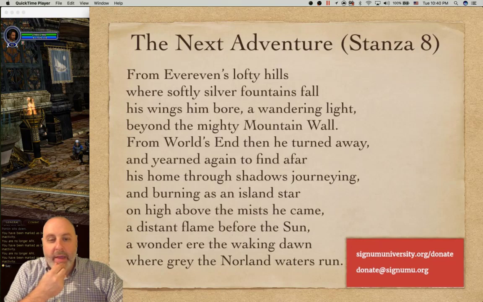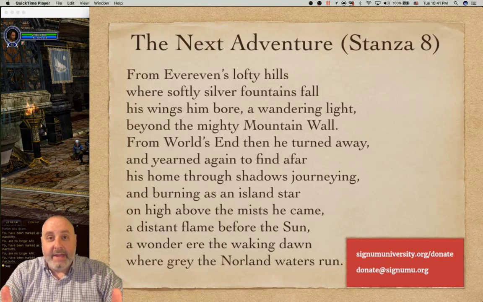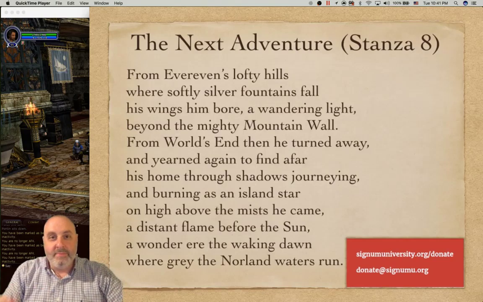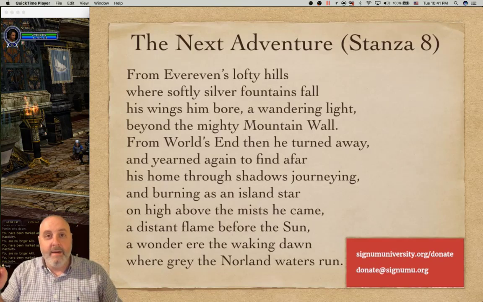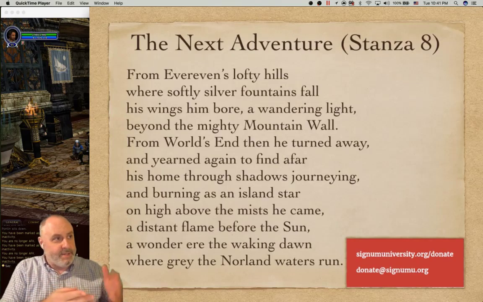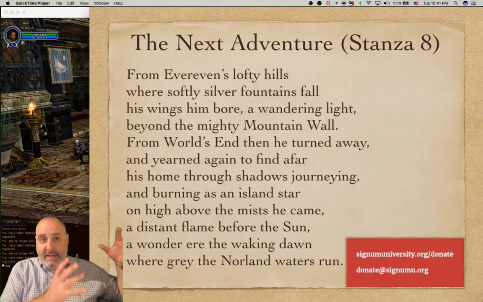A wonder ere the waking dawn, where gray the Norland waters run. Now, think about that. Ere the waking dawn, what happened? Think about the time thing, right? Ever even? What just happened? You see? He's gone back. He passed through Evernight and came not to the morning, but to the evening, right? To Ever Even, in fact, to the timeless halls of the Elder King, right?